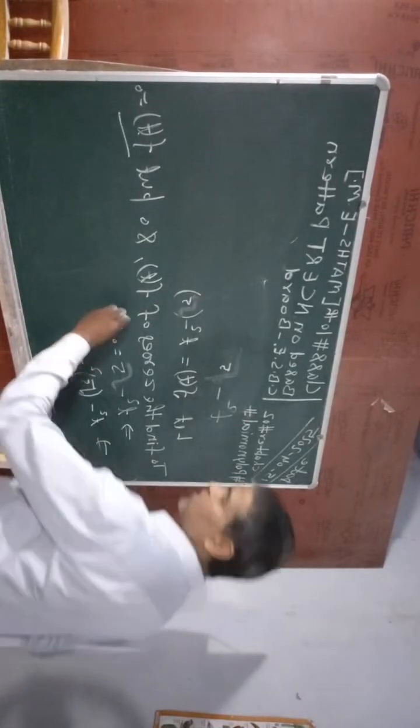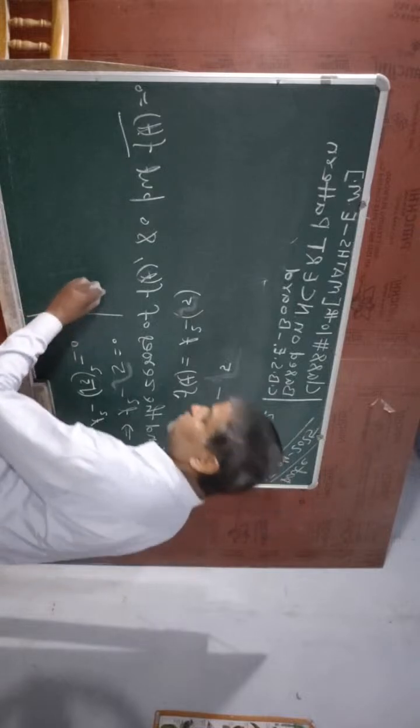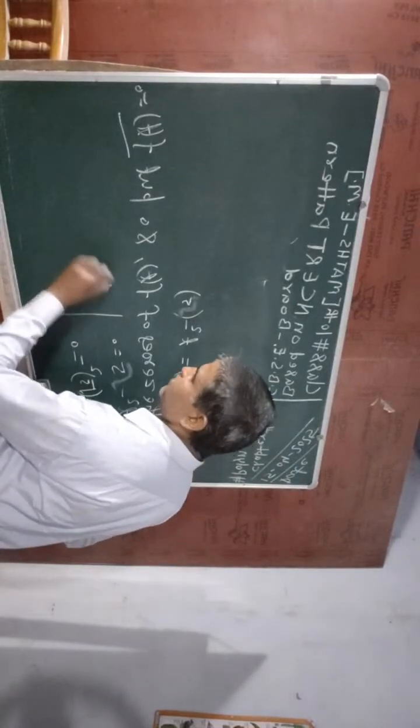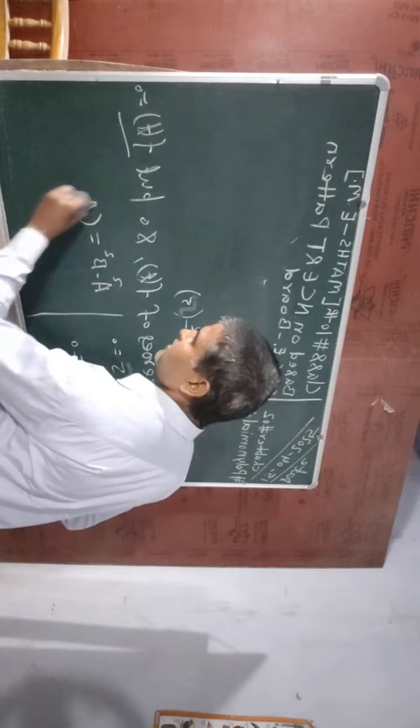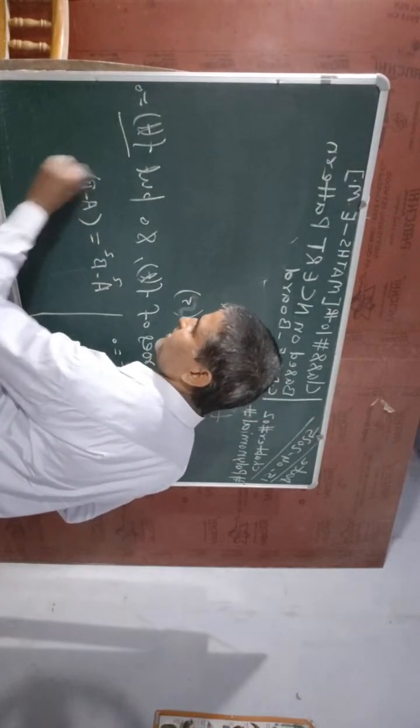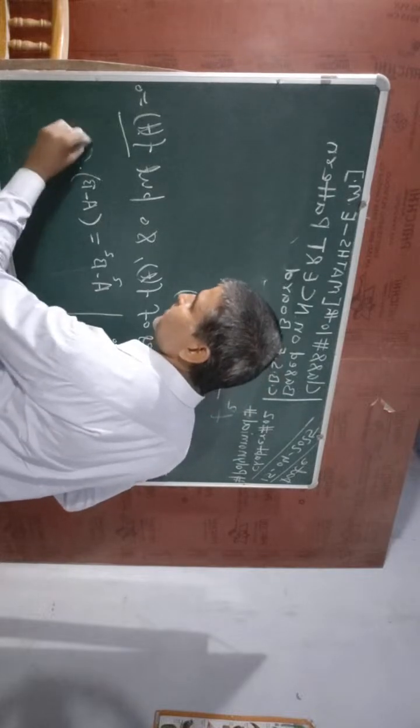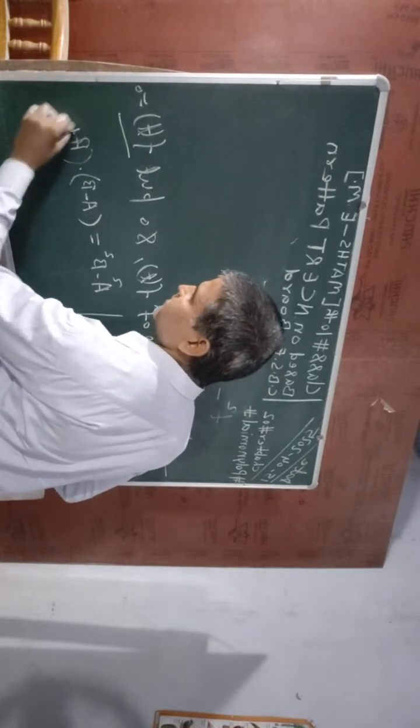Okay students, one formula I am going to revise. The formula a square minus b square is equal to, in one bracket you write a minus b, and in the second bracket you write a plus b.